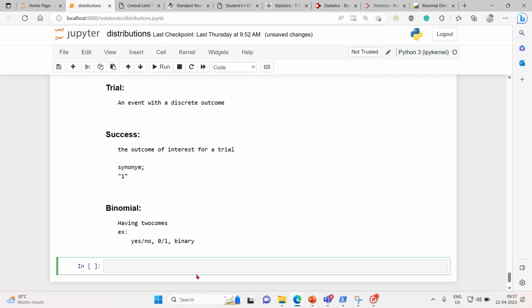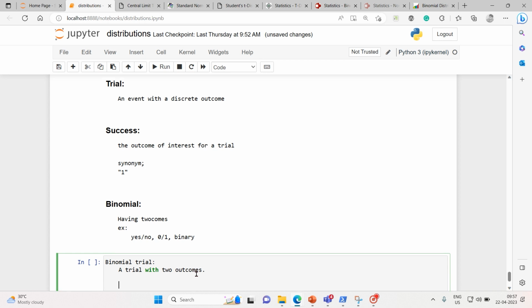Next we have the binomial trial, which is a trial with two outcomes. A trial which has only two outcomes is known as a binomial trial. This can also be called a Bernoulli trial.